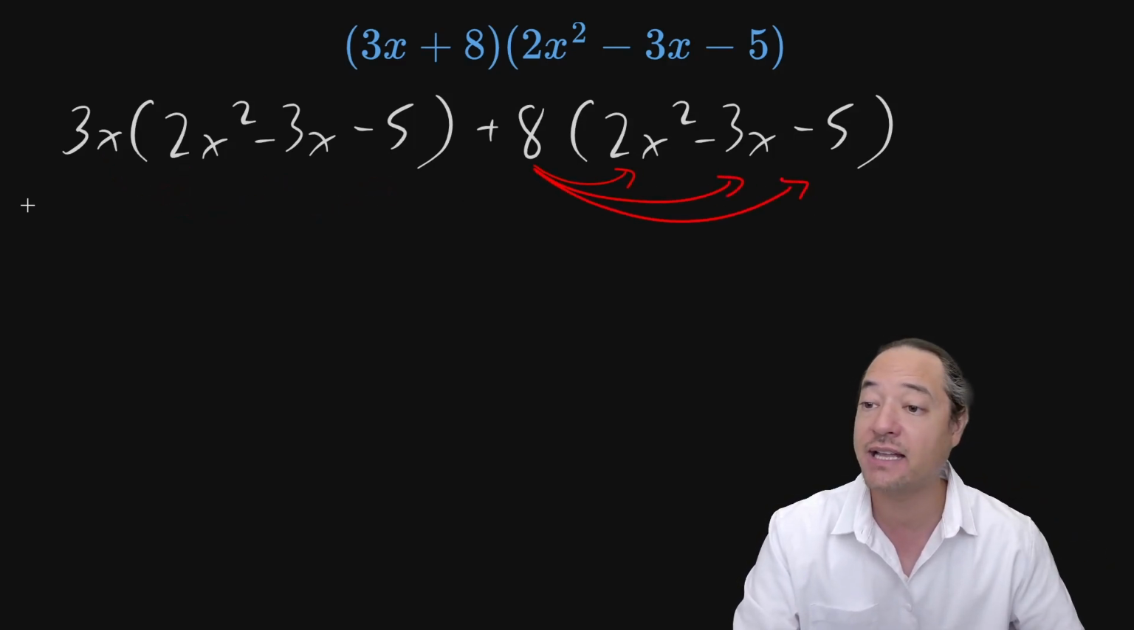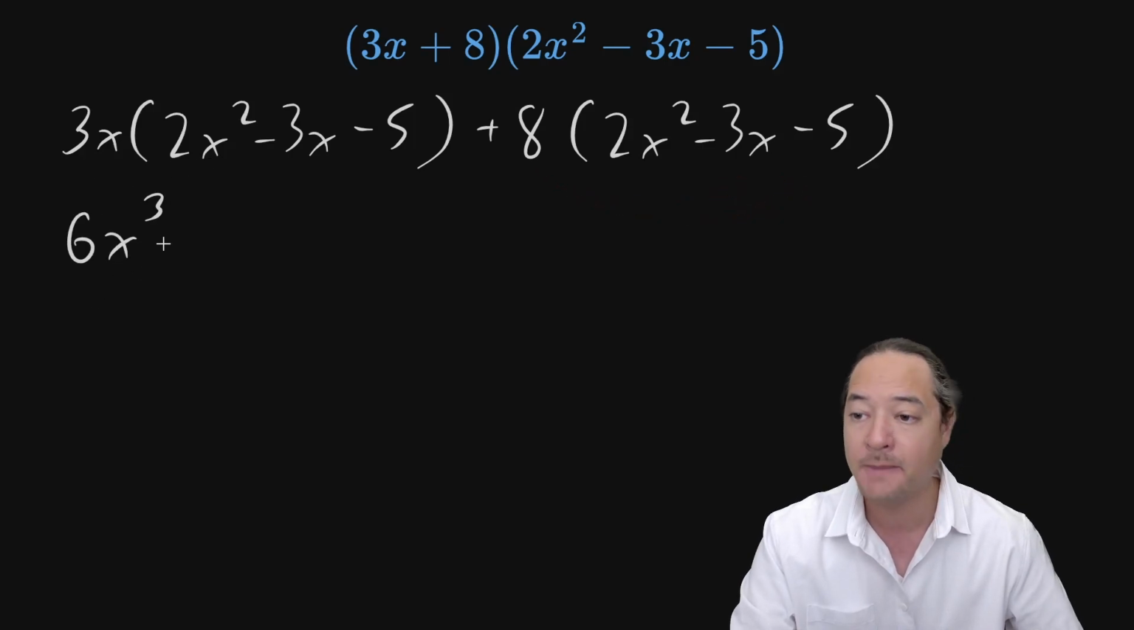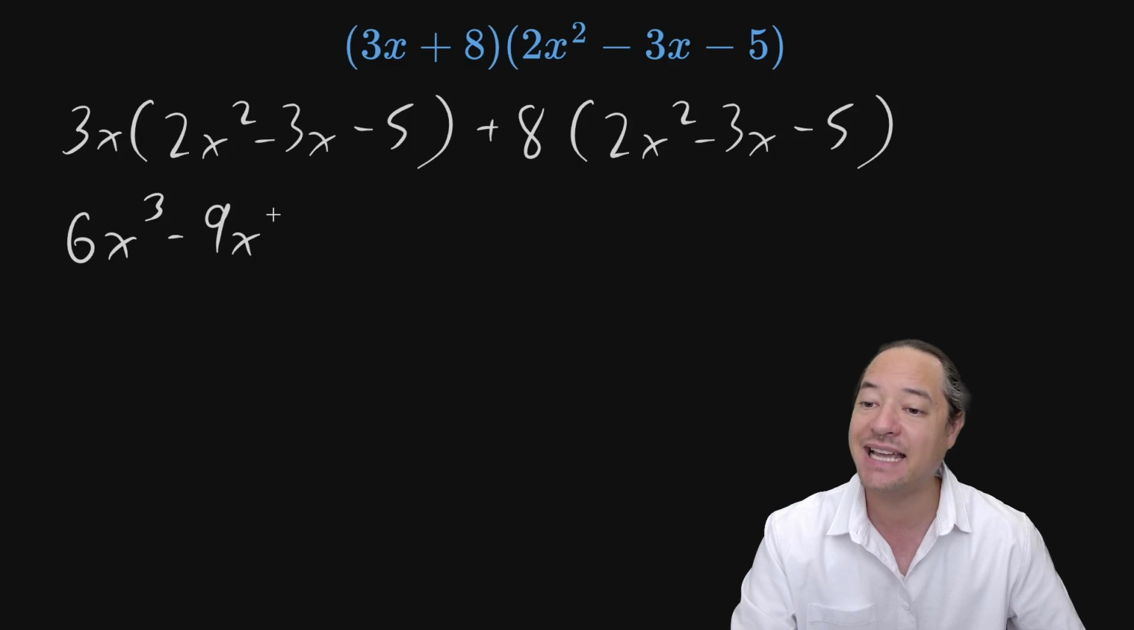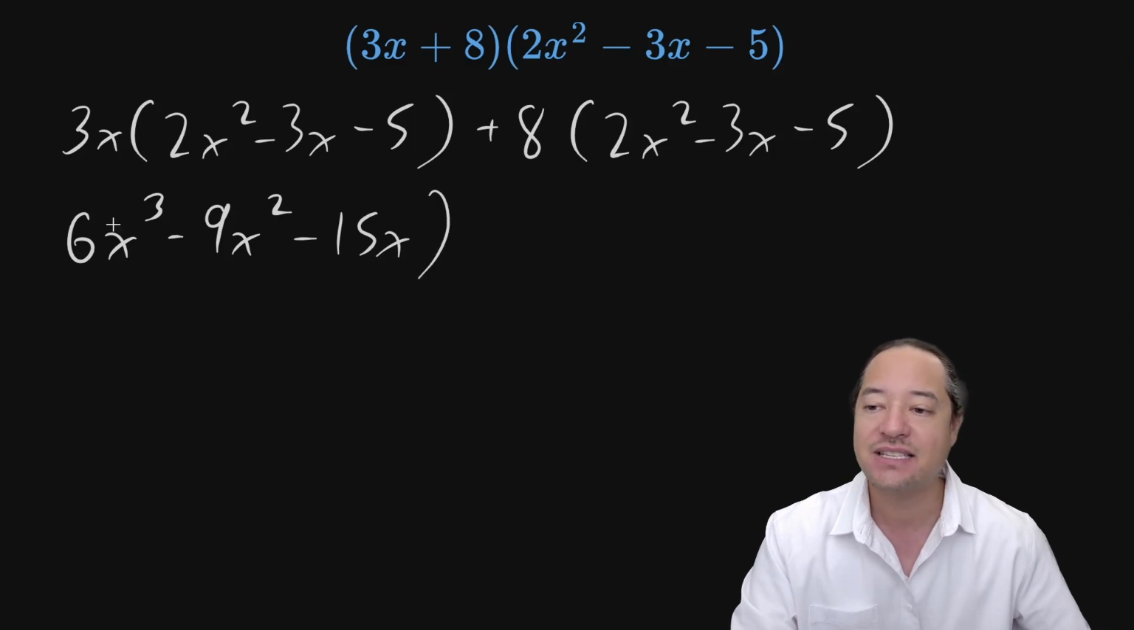Okay, so let's do that. Let's distribute this through. We're going to get 3 times 2 is going to be 6x cubed. Here we'll have a minus 9x squared, and finally a minus 15x. Okay, that works.